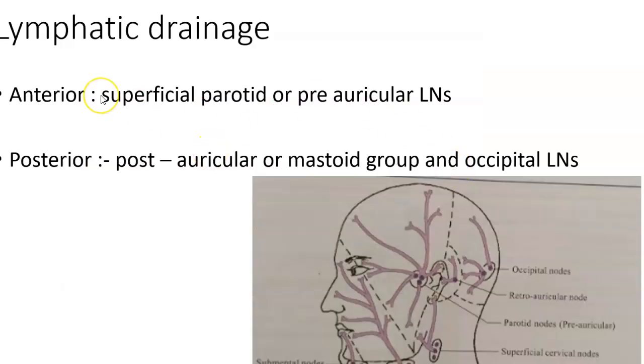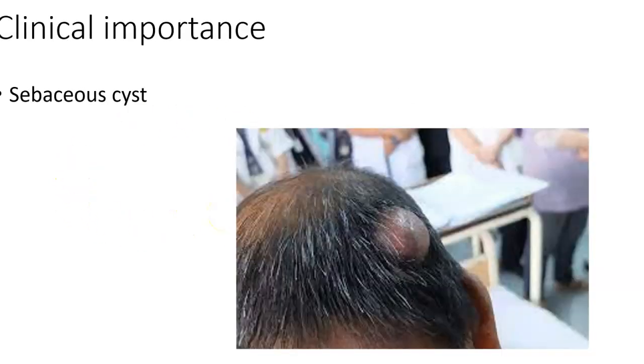Lymphatic drainage. First, the important lymph nodes you have to mention are the superficial parotid or pre-auricular lymph nodes. Then you have the post-auricular and mastoid lymph nodes.